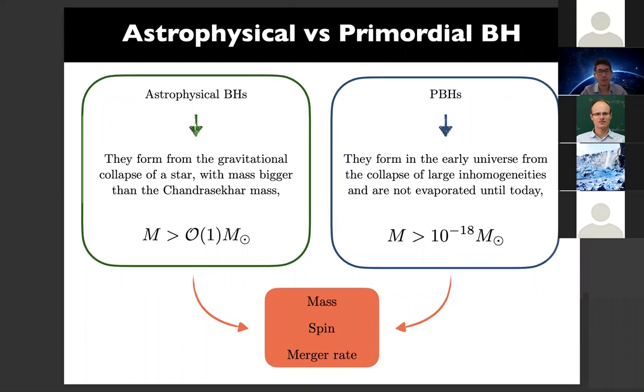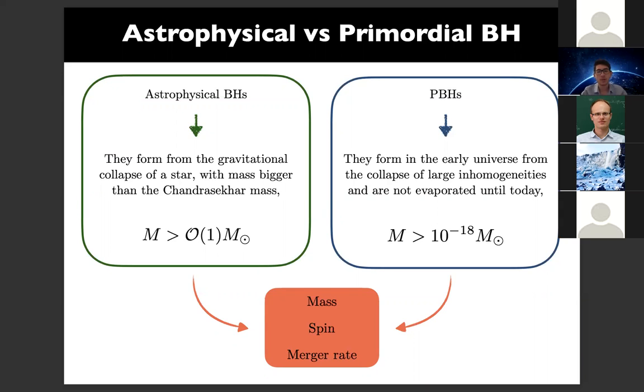So astrophysical black holes form from the collapse of a star under gravity with a mass which is bigger than the Chandrasekhar mass, that is about the solar masses. While primordial black holes may form in the very early universe from the collapse of large inhomogeneities, and those can span a much bigger range of masses with a lower cutoff obtained by requiring that they are not evaporated until today due to Hawking radiation.